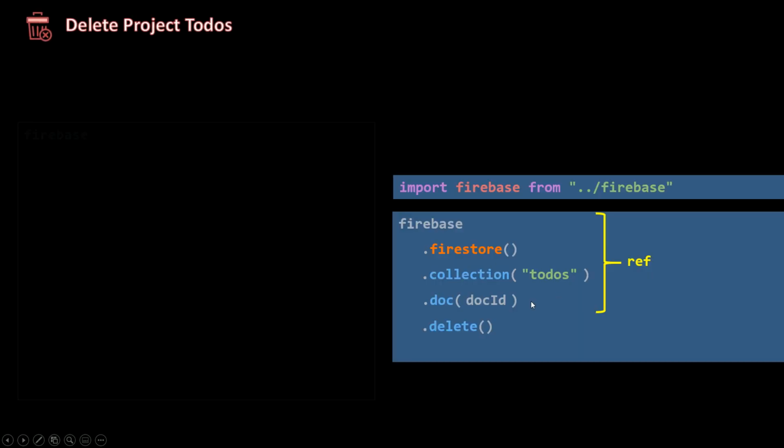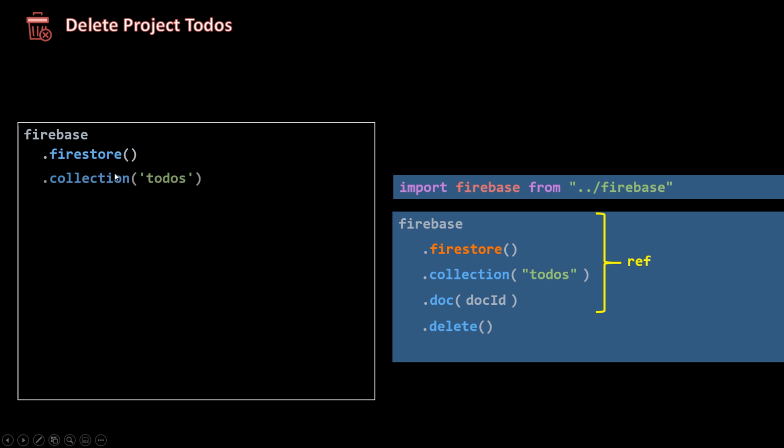So I'm going to say Firebase.firestore, the collection to-dos. Then I'm going to use a where clause. So I'm going to give it a condition. I don't want to remove all the to-dos in my collection. I just want to remove the to-dos under the project I'm deleting. So I'm going to look for the to-dos where the field project name is the same as the project.name that I am deleting. And then I'm going to use get to get all the to-dos that satisfy this condition.